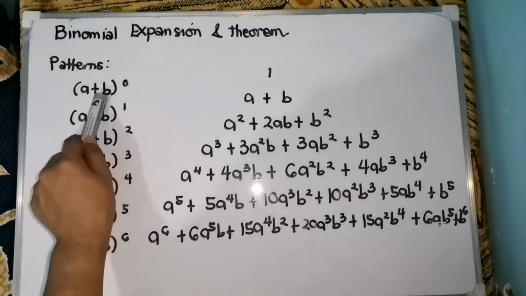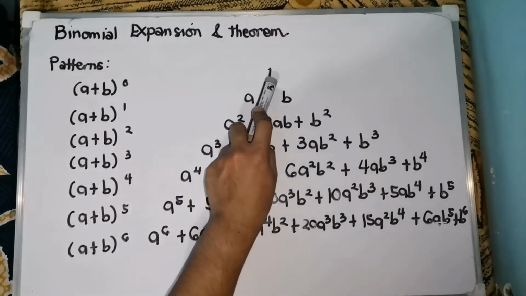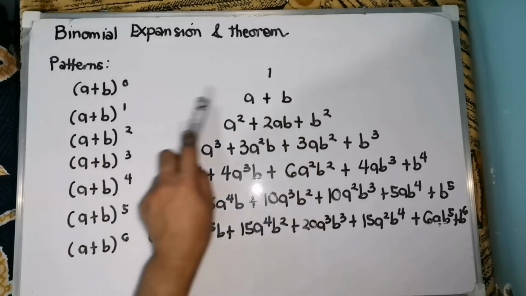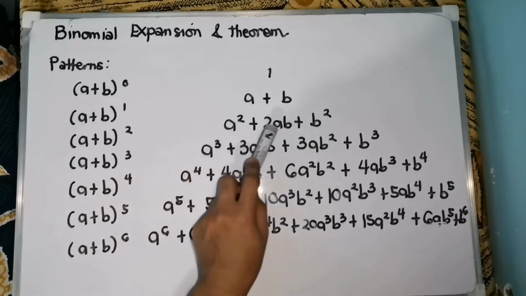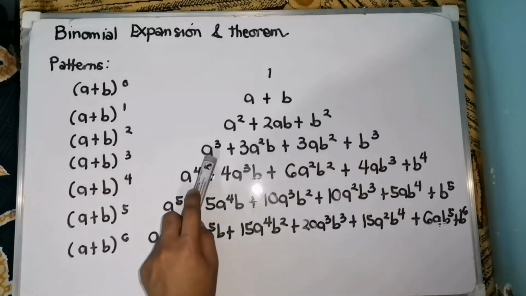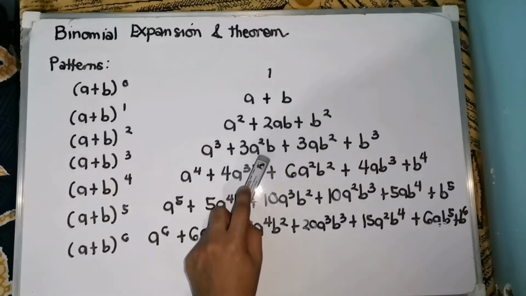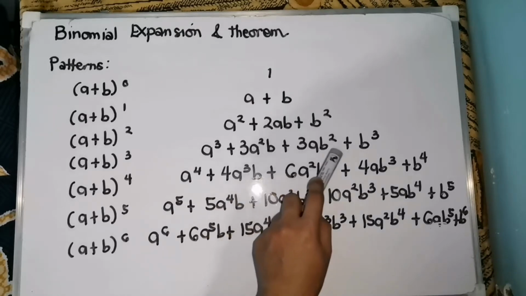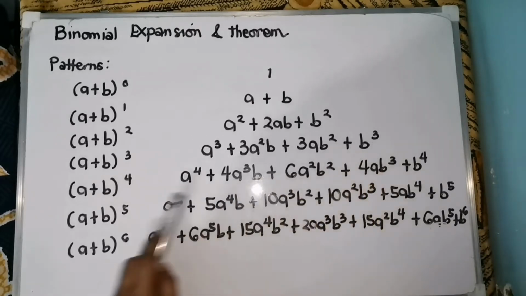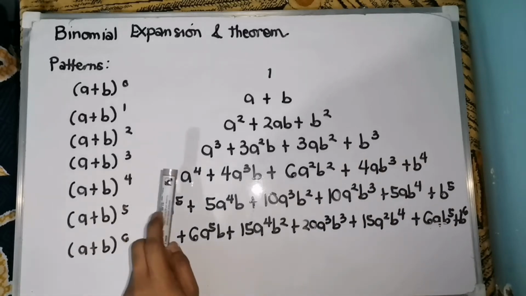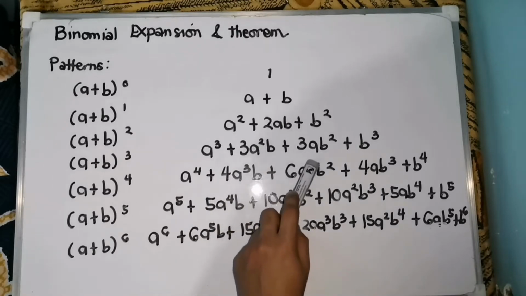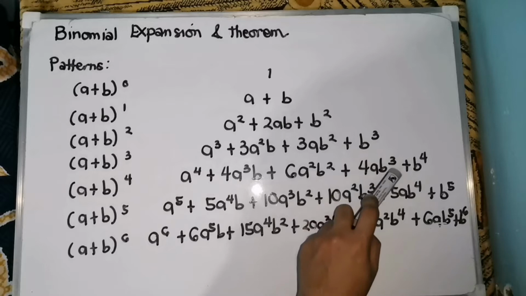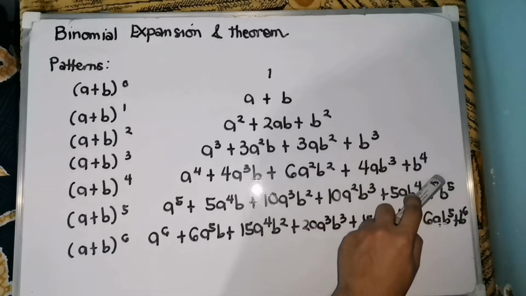A plus b raised to 0, that is 1. A plus b raised to 1, that is a plus b. Then a plus b squared, a squared plus 2ab plus b squared. A plus b cubed, a cubed plus 3a squared b plus 3ab squared plus b cubed. A plus b to the 4th, a to the 4th plus 4a cubed b plus 6a squared b squared plus 4ab cubed plus b to the 4th.